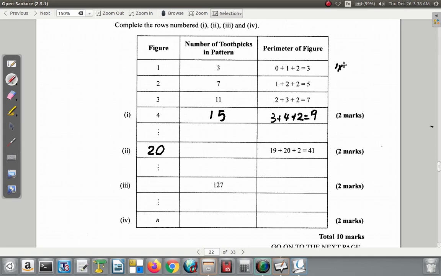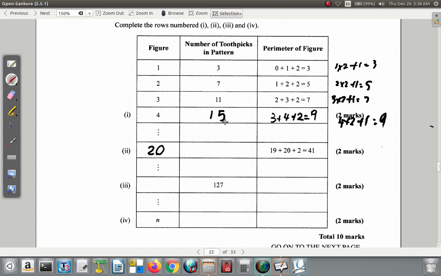1 times 2 plus 1 is 3, and I get 3 for the sum. 2 times 2 plus 1 is 5, and I get 5 for the sum. 3 times 2 plus 1 is 7, which is the sum. 4 times 2 plus 1 is 9, and I get 9 for the sum. Alright? Good.